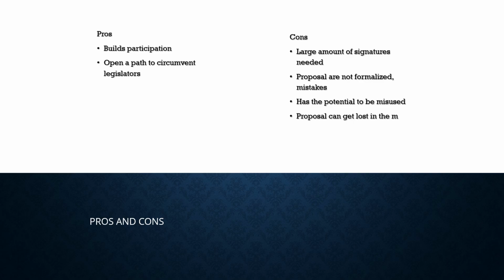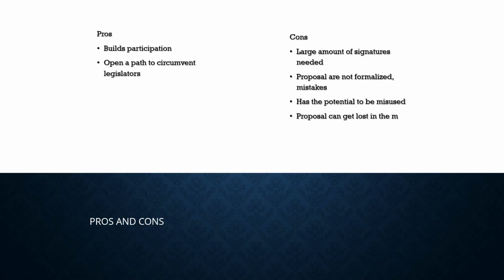There are some pros and cons to both the initiatives and the referendums. For one, initiatives build participation in both the legislature and the general citizen and voters. The initiatives have an open path to circumvent the legislature if the citizens wish for it. Some problems that have been introduced are that initiatives require quite a large amount of signatures, larger than most other states require. In the legislature, proposals can get lost when bills don't match up between the Senate and the House. Initiatives also have the potential to be misused by citizens outside of Arizona or political interest groups.